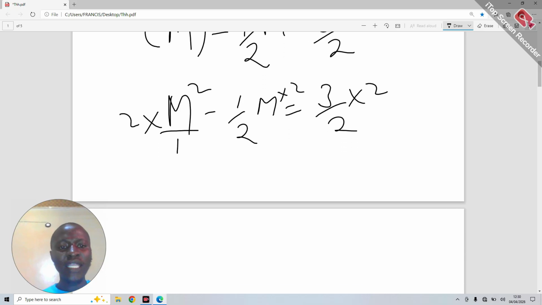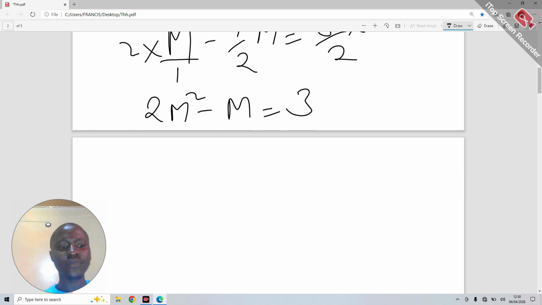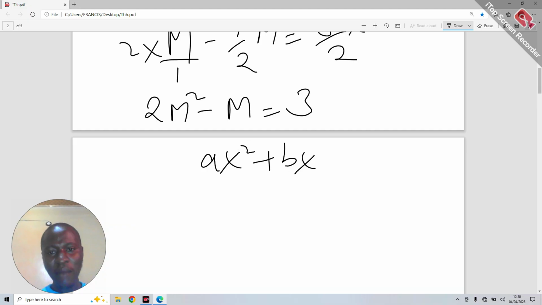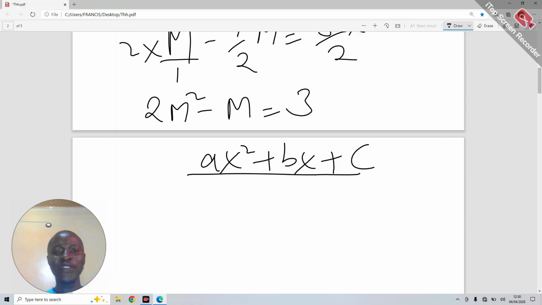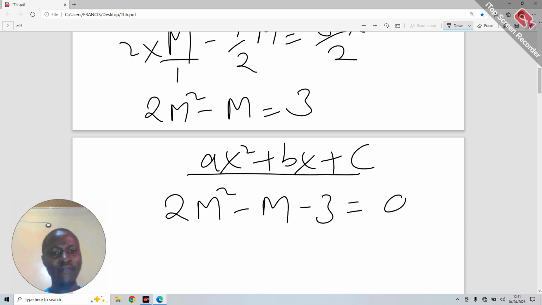So by multiplying everything by 2, we shall have 2m squared minus m is equal to 3. So arrange it in a quadratic form. And what is the quadratic form? ax squared plus bx plus c. This is the quadratic format. So I'll arrange it that way. We have 2m squared minus, this can also be read as 1m, but just m alone is enough. Then 3 crosses the equal sign, which will be minus 3. We have 0.